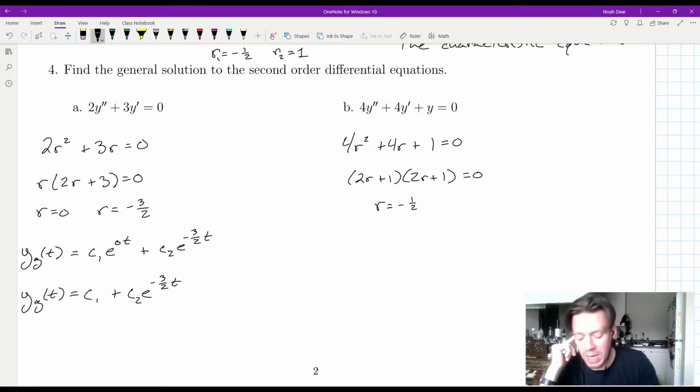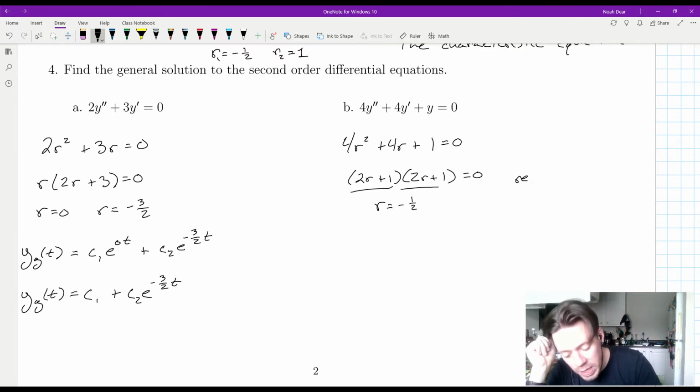So we say it's repeated because there's two factors that look exactly the same. So those factors are what's actually repeated in this factored form. And so make a note of this, repeated factor. So we call this a repeated root.